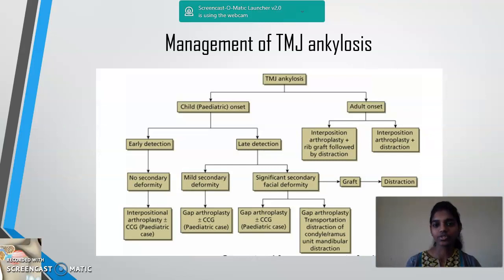If we look at ankylosis management, it varies between the child and adult. Mostly, we do management either as interpositional arthroplasty, gap arthroplasty, costochondral graft or distraction osteogenesis.